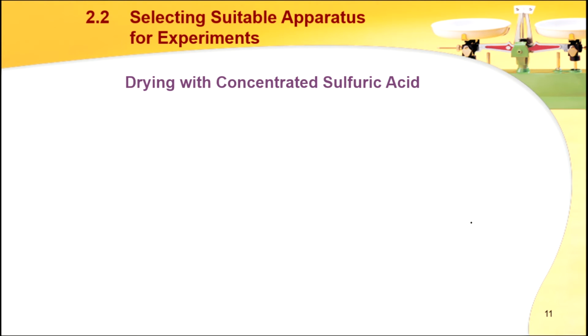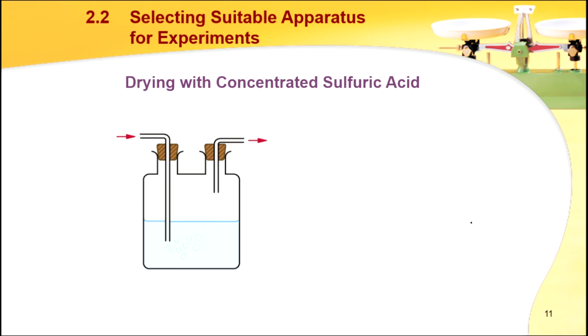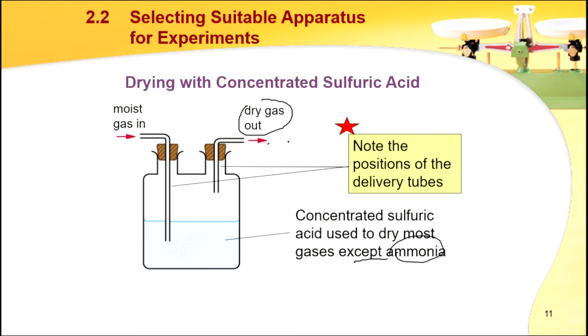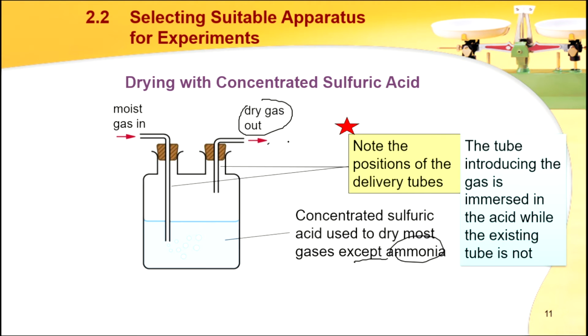That's the drying with concentrated sulfuric acid. Here is the concentrated sulfuric acid that is used to dry most gases, except ammonia. The moist gas goes in, passes through the concentrated sulfuric acid, and then the dry gas comes out here. Please take note of the position of the delivery tube: the tube introducing the gas is immersed in the acid, while the exiting tube here is not.